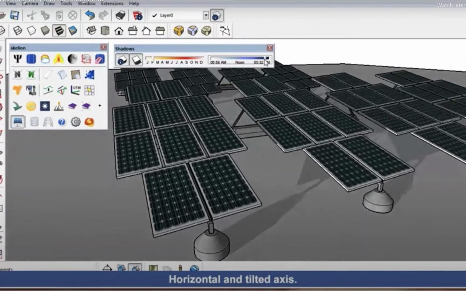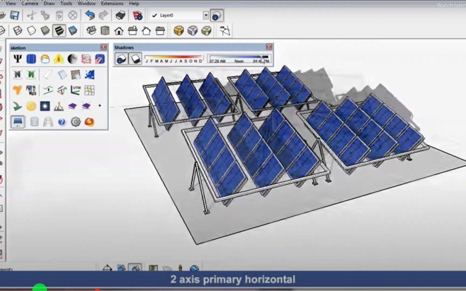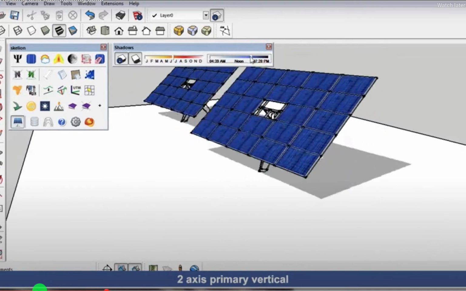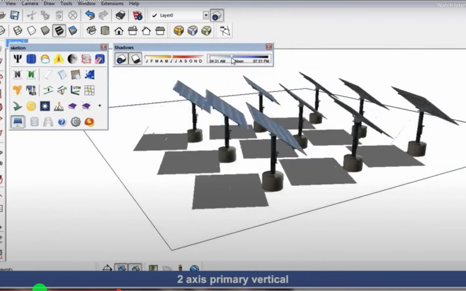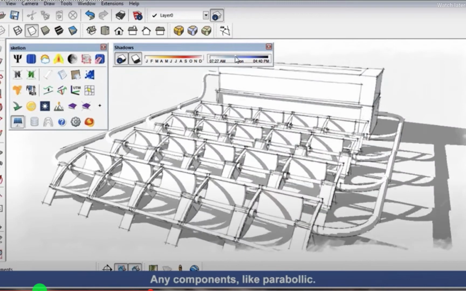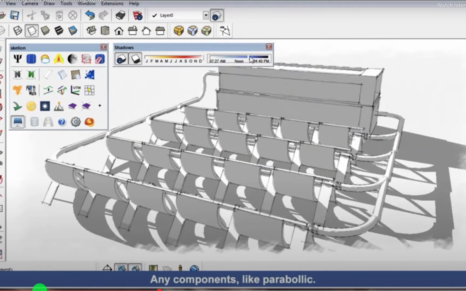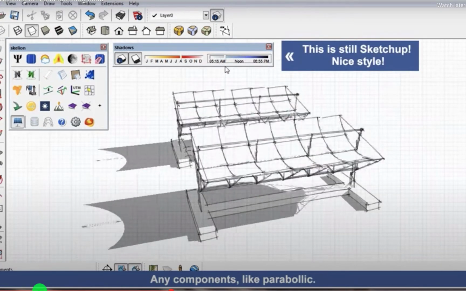Here's something I thought was kind of neat with Skelion. So you can see some of the different things that you can do rendering a PV system. Look at those shadows. That right there is not even PV. That's called a parabolic trough. That's a solar thermal thing.